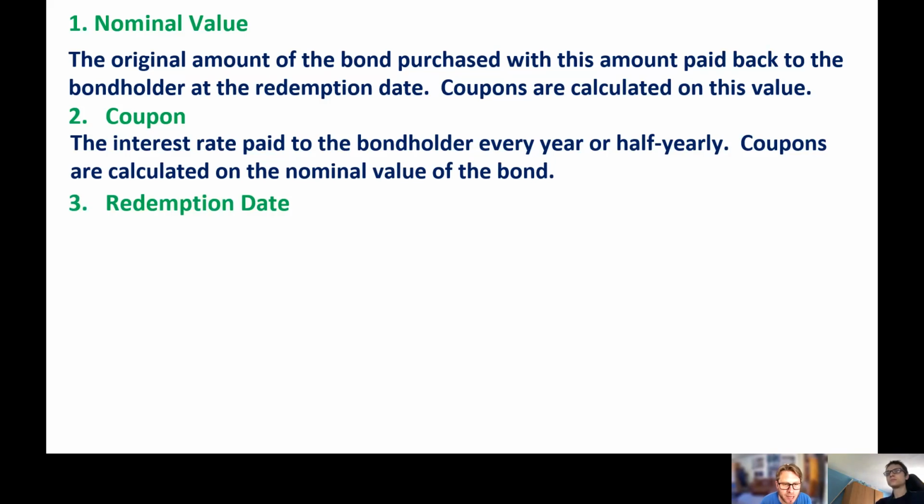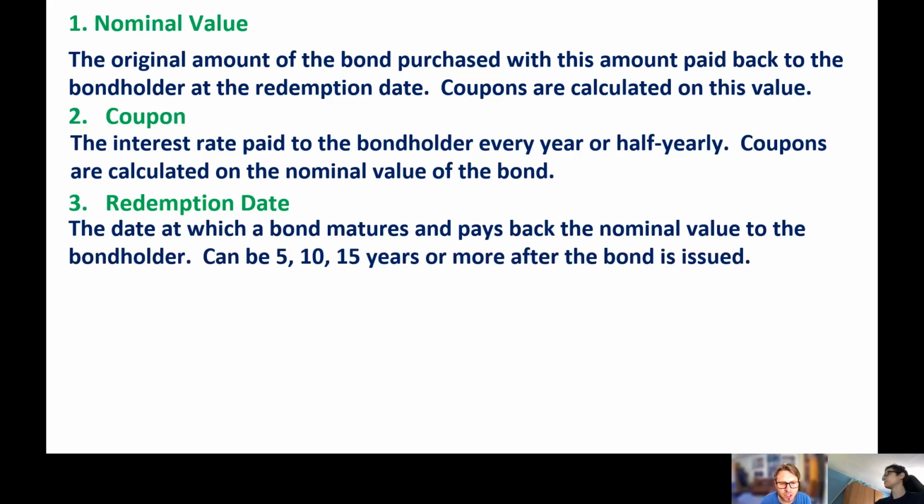Then we have the redemption date, and this is the date by which the bond matures and the nominal value is paid back to the bondholder. So the original amount that was lent, because remember bonds are basically loans. So the amount that was lent, the value of the bond or the nominal value, then is redeemed and therefore is paid back to the bondholder.